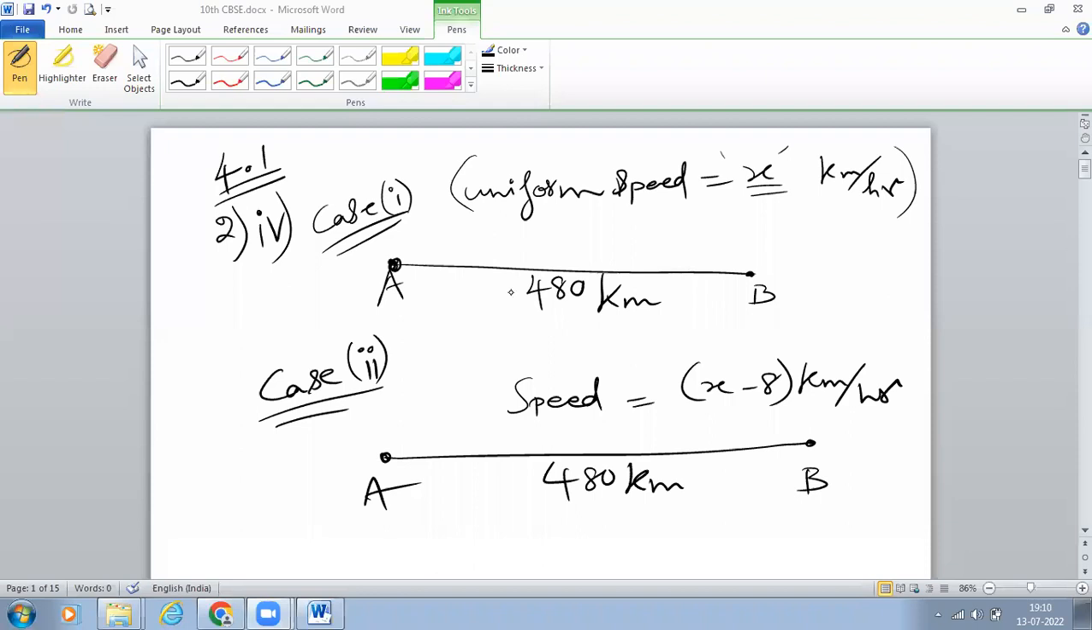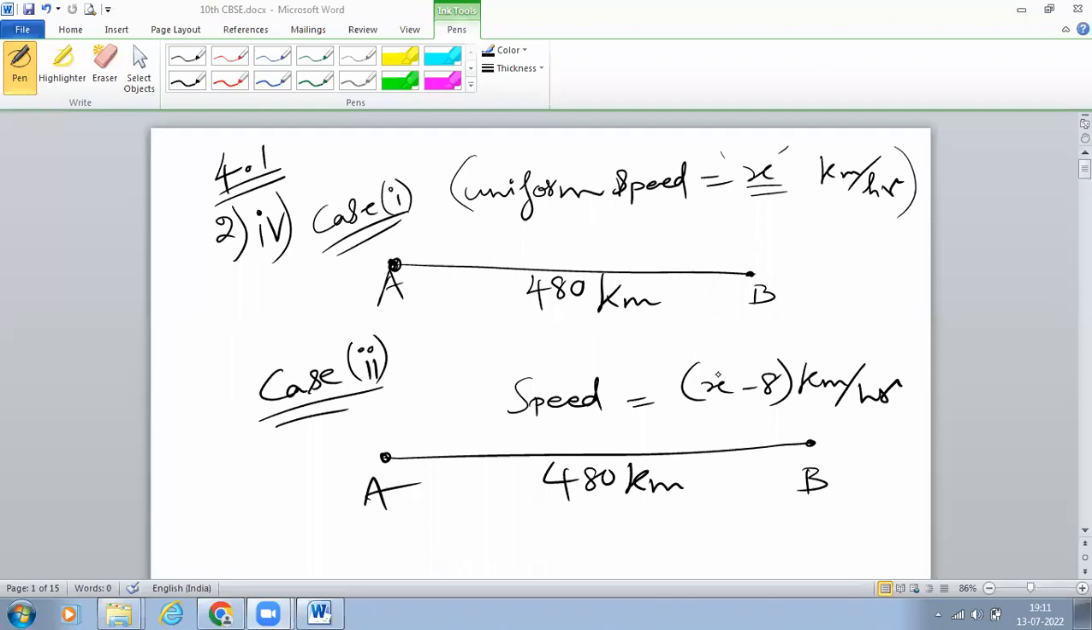Now you have to tell me in which case, case 1 or case 2, the time taken to travel 480 km will be more. Whether the speed is less or high, in which case is the time taken more? Case 2, sir. Case 2, very good. Because in case 2 the speed is less. For example, if in case 1 the time taken is 10 hours, surely in case 2 the time taken will be more than 10 hours because the speed is reduced, right?